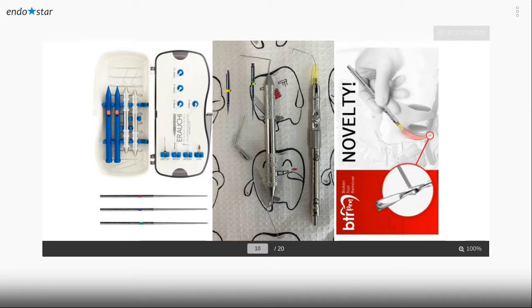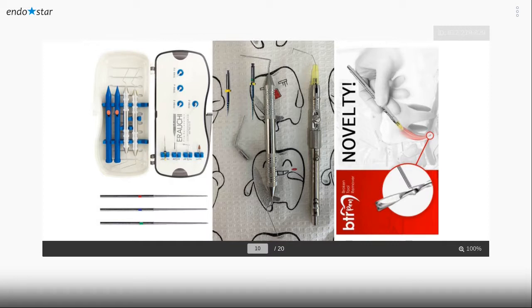I use the Micro Explorer from the Terauchi file removal kit. I use the Aurum Blue file, the opener, that is file 25 with taper 10. I use the 3504 to create that coronal enlargement. That is very important for being able to see the broken instrument.